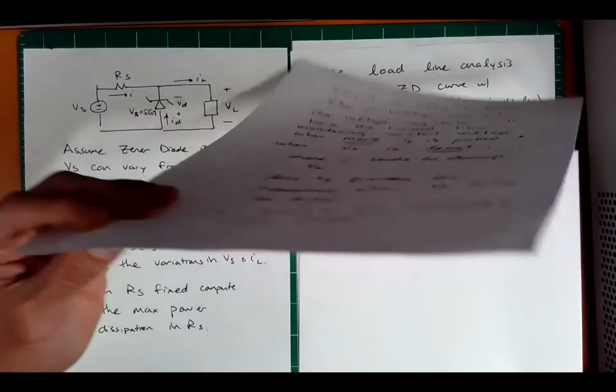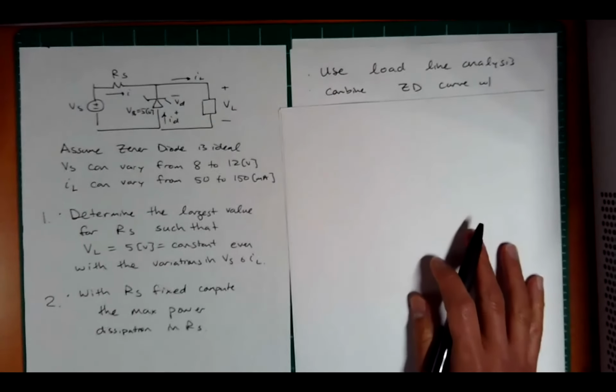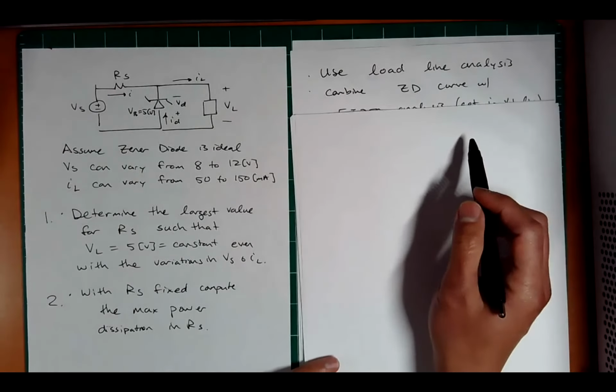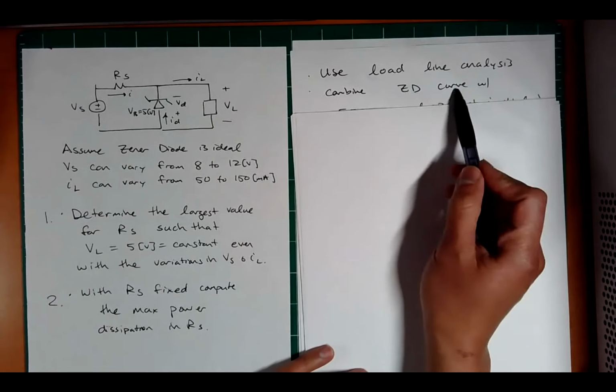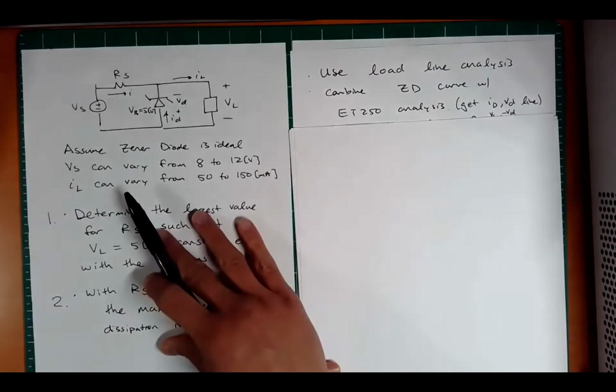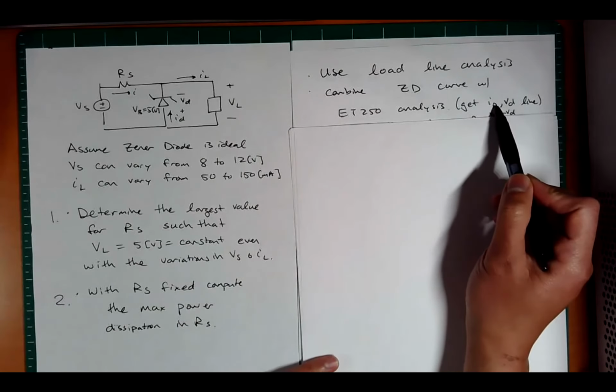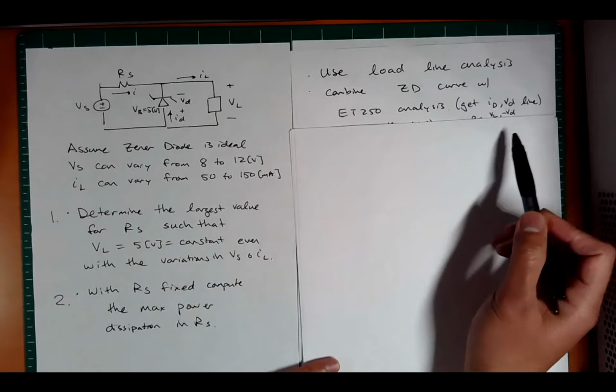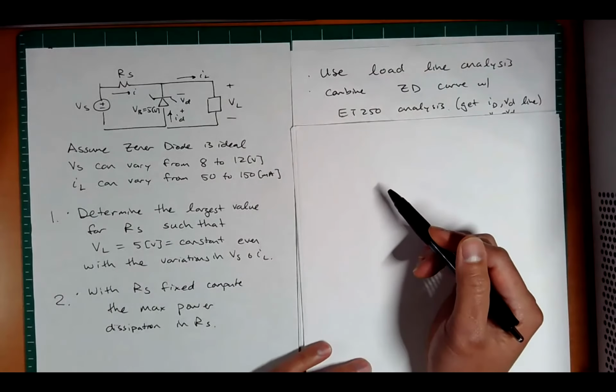All right, now what we can do is use our load line analysis. Okay, and what is the load line again? We're combining our Zener diode curve with our ET250 analysis, our Ohm's law and all that stuff, KVL. And what we want to do is get an ID-VD line, right? So that we can compare the two and find out what the operating point is.